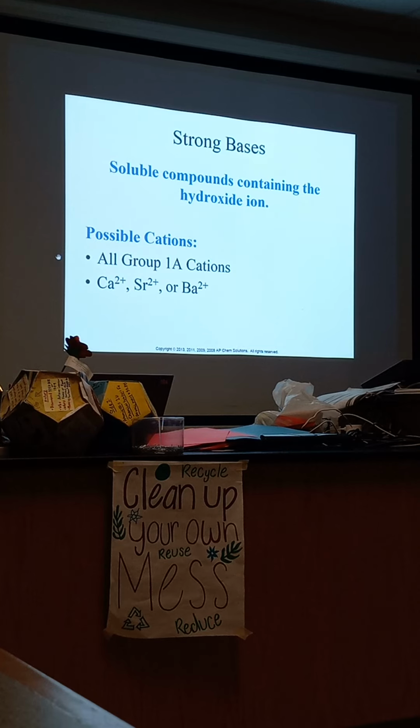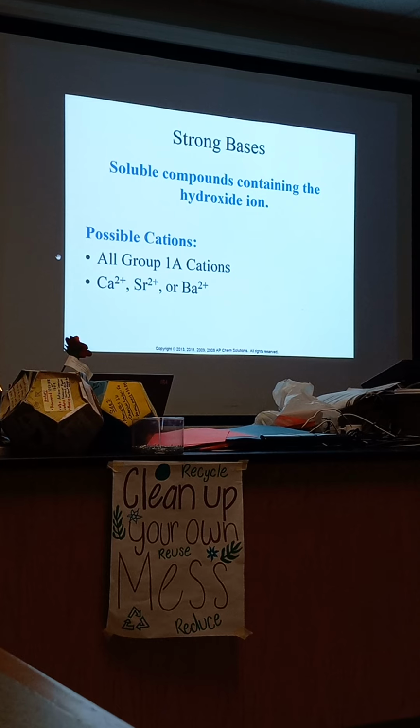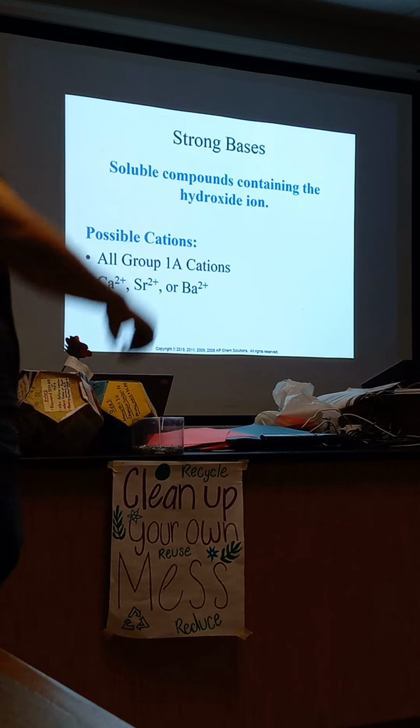So it says a possible cation is group 1A. So would water be a strong base or acid, or could it just be either? Water is neutral by definition. Water can be either an acid or a base, right? Correct. Water can act as an acid or a base. Is it a strong acid or weak acid, or strong base or weak? It's just in the middle. It's 7. It depends.